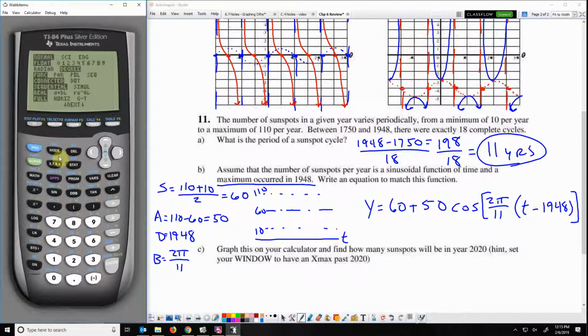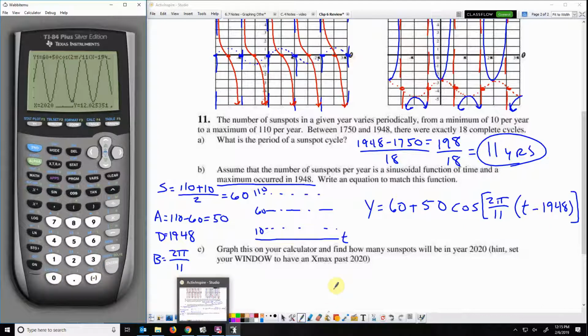Check the mode, and we are in degrees. We need to make sure that mode is in radians and try that graph again. And that's a lot better. Okay, how many sunspots will there be in the year 2020? Trace 2020, which is actually already there. If it's not already there, I just type in 2020, and I get about 12 sunspots.